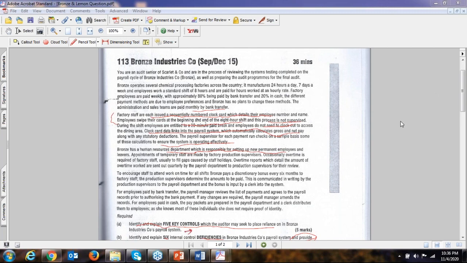So if the process is not supervised, anyone could swipe the card for another employee who is not present. That is a deficiency. So I'm repeating it again: any employee can swipe the cards of the employees who are absent. That is the deficiency, and why it is a deficiency. Now you need to mention the impact. It will lead to an increase in the cost of the employee.